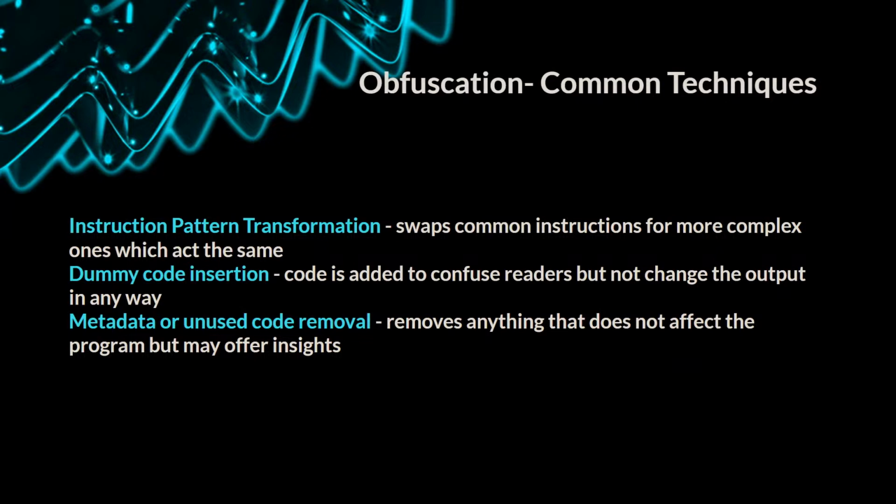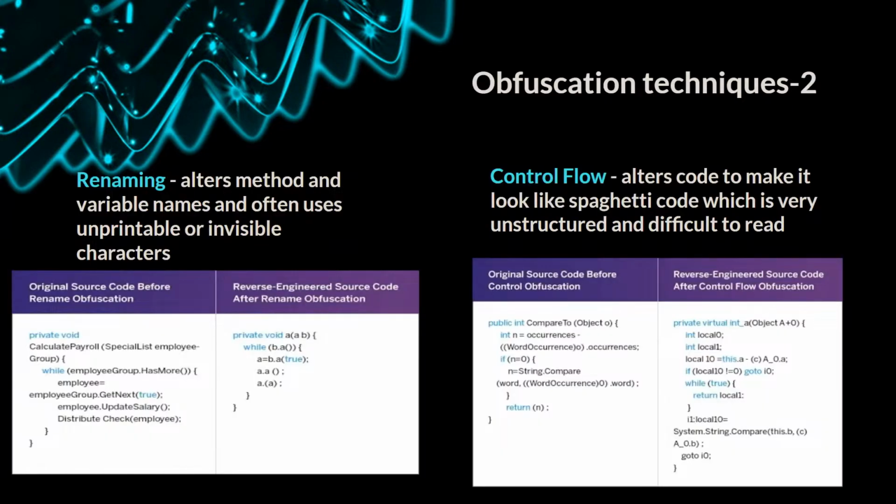Next is metadata or unused code removal. So it removes anything that doesn't affect the program, but that may offer insights. It's kind of like if a reverse engineer is a detective, we're trying to get rid of all unnecessary clues, so they can't read into anything and then use that to figure out what something else does, and then kind of unravel it all.